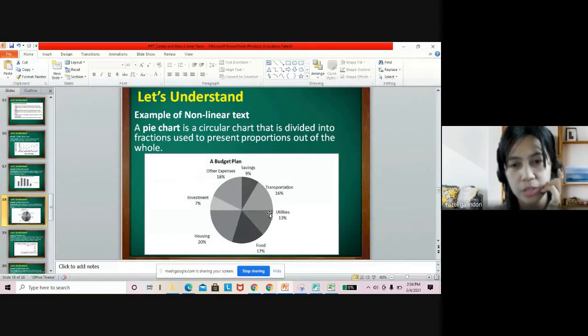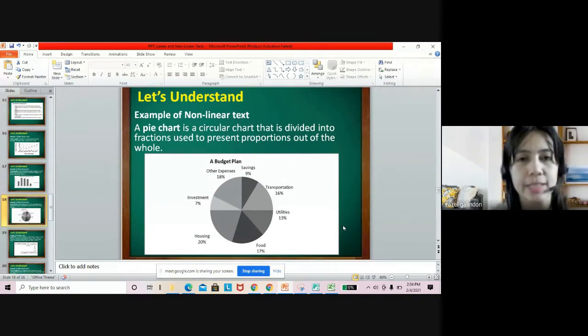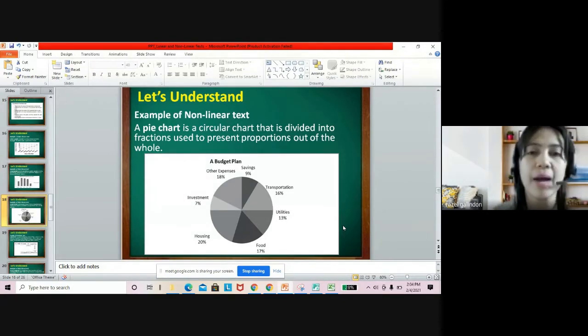Different sizes of division, or part, different sizes of percentage. So here, in my example, we can see a title, a budget plan. It can be a budget plan of an average person for a month, a budget plan of an average person in 1 month.